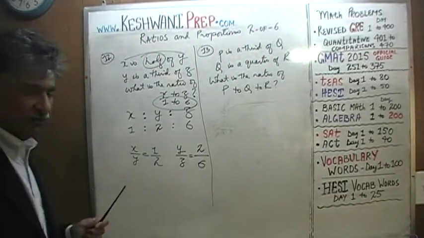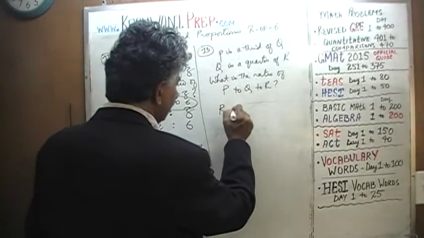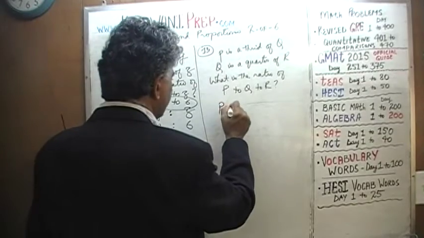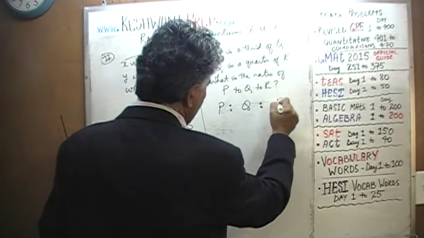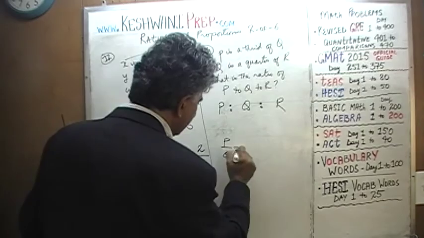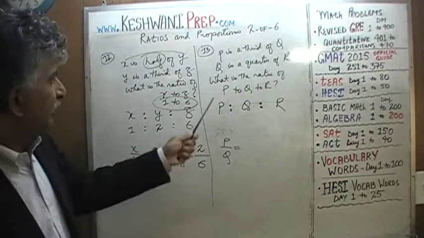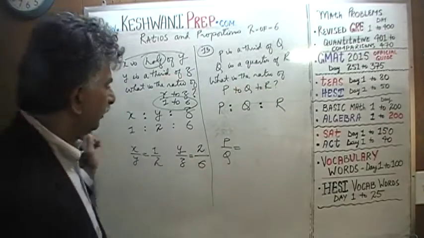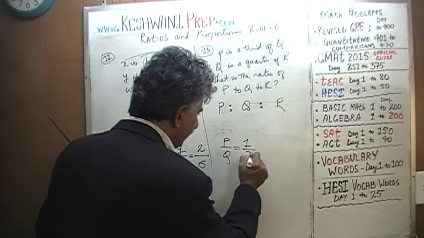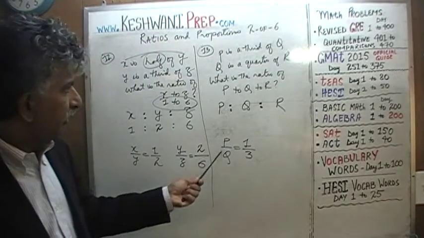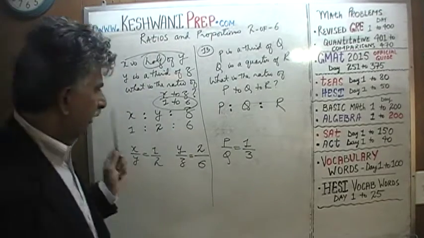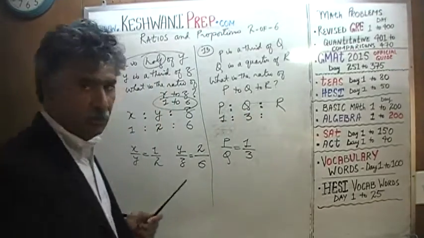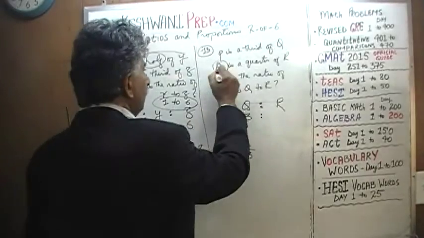Same as before, nothing is different. We have three variables, P to Q to R. And we know the ratio of P to Q: P is a third of Q. So if P happens to be 1, Q would be 3, because the ratio of P to Q is 1 third. We can put it here: 1, 3.